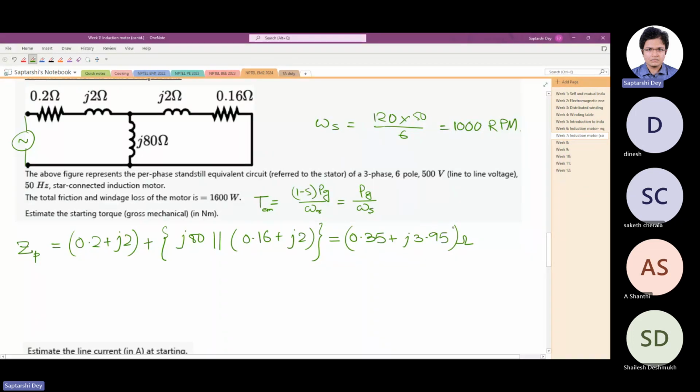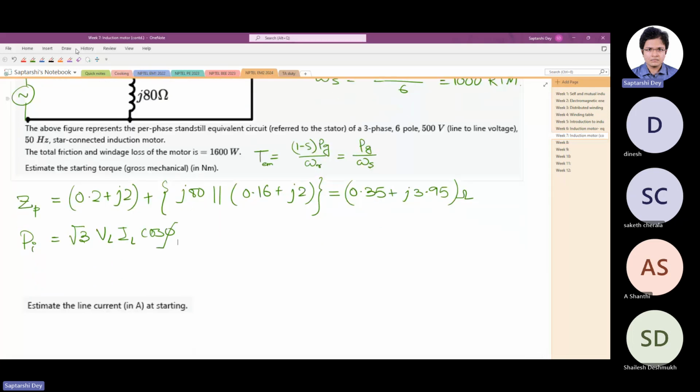So gap power is input power minus stator loss. So what is the input power? Total input power is root 3 VL IL cos phi. Now you have to find out IL first. How much current is flowing? It's a star connected motor, so phase current is equal to line current. So what you have to find out first is the line current, IL.